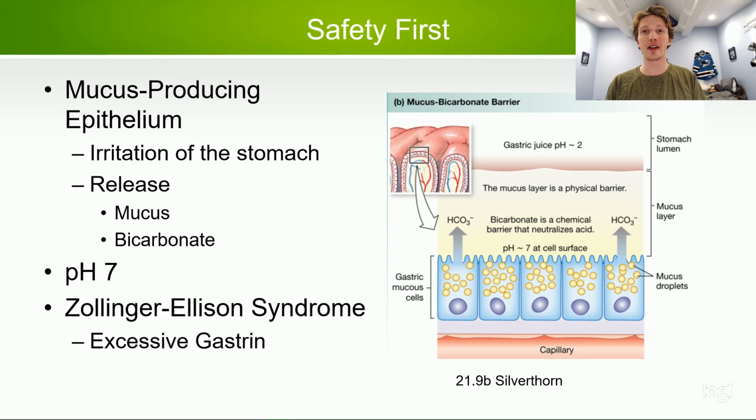These cells are normally very efficient and produce a pH of about 7 in the mucus layer between the acid and the epithelial cells. However, in some medical conditions such as Zollinger-Ellison syndrome, which results from an excessive gastrin production and therefore gastric acid production, the mucous epithelium can be damaged, resulting in the formation of some ulcers, which can be very uncomfortable or even detrimental to your health.